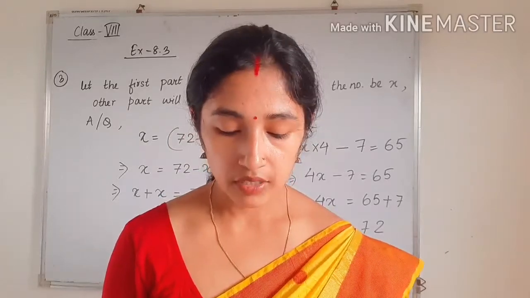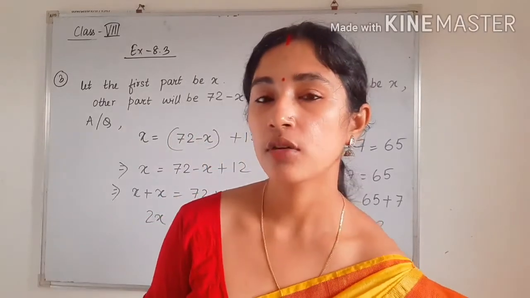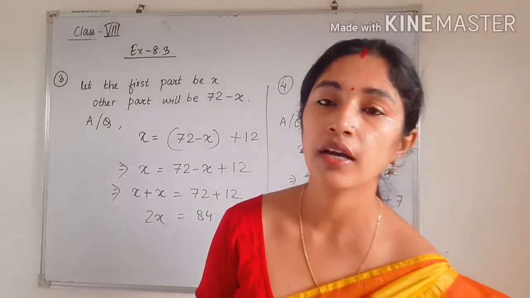Here you have to divide 72 into 2 parts such that the larger part exceeds the smaller part by 12.